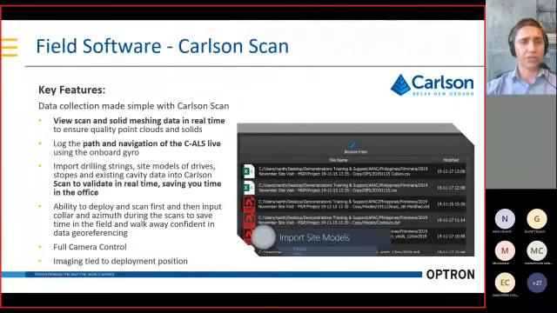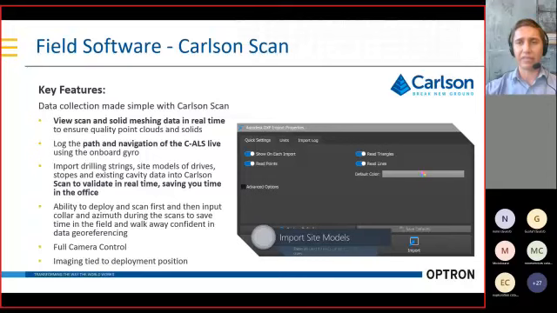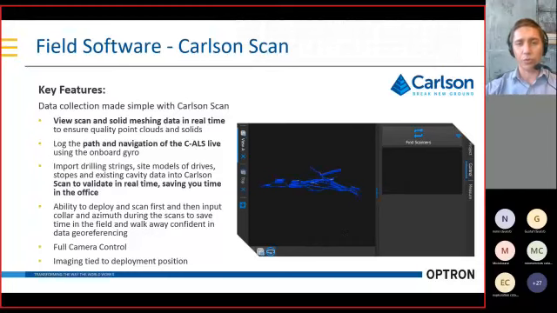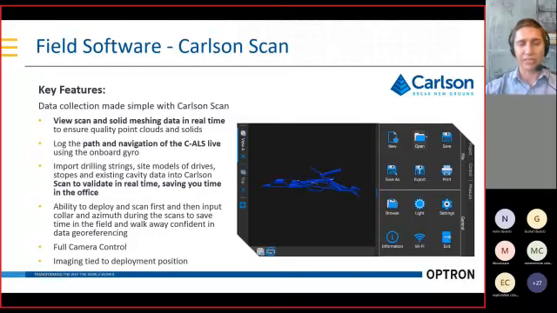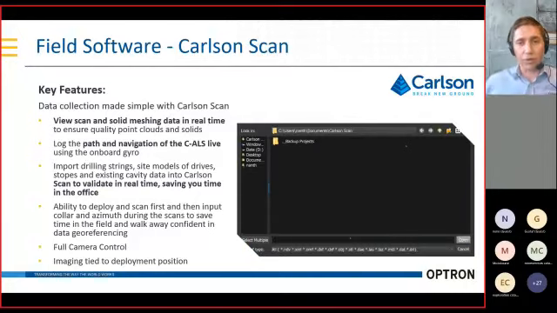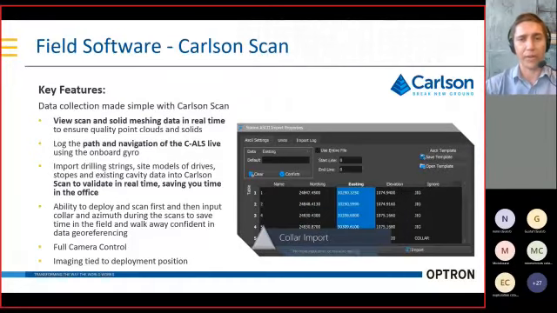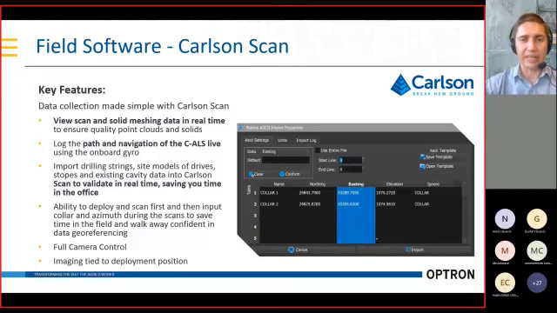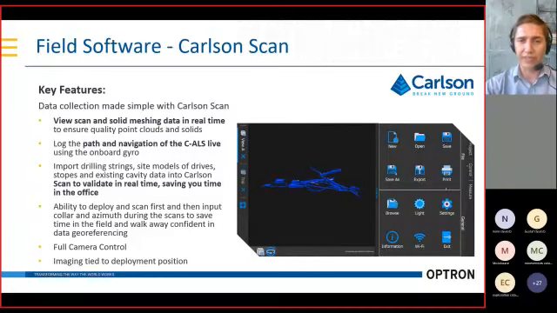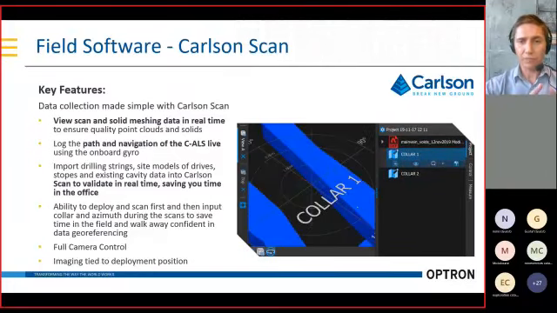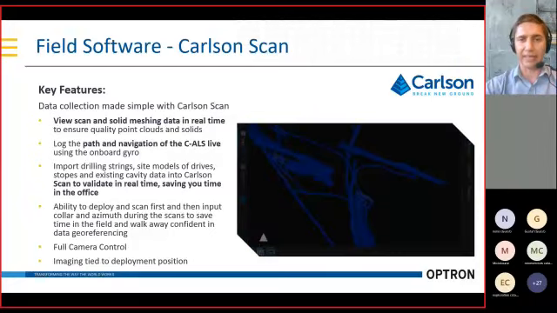Okay, then I just want to touch on some of the key features of the Carlson scan. I think a lot of the things have been covered by Nuno already. But the biggest standout is that you can view your scan and your solid mesh data. You can mesh it in the field. As most of us know, when working with 3D data, it all depends on the specifications of your computer. But Carlson has really hit a sweet spot with the Carlson scan software, where it doesn't put strain on the processor of the computer. It's a simple way of quickly calculating and showing the visual of your stope area. You'll be able to see that 3D model and then calculate a reliable volume.